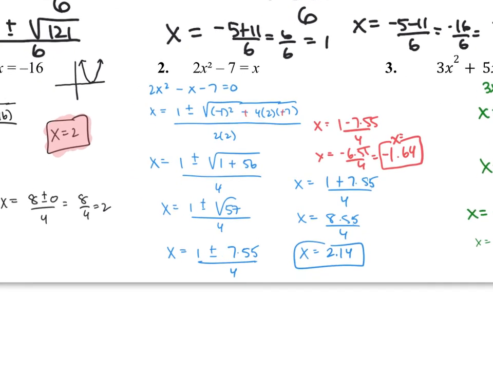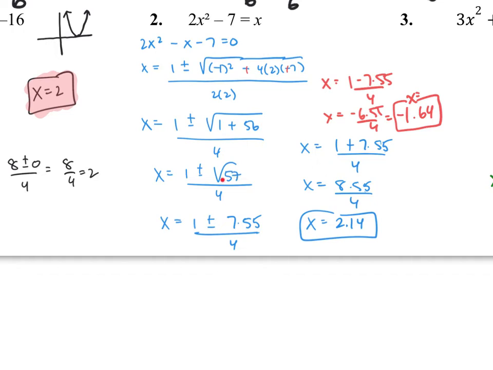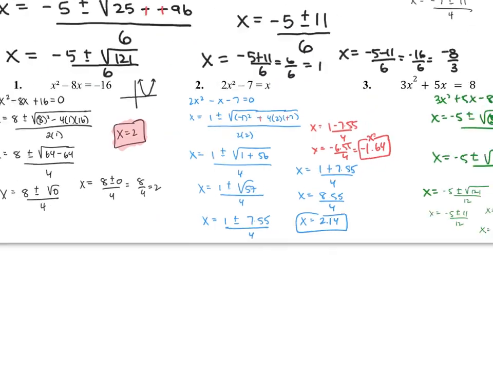So this is our first situation where we encounter a number that's not a perfect square, and this is okay to take out your calculator to do your square root and then to round. So I just happened to round to 2 decimal places. You'll often be told how many decimal places to round to. So then I did 1 plus 7.55 divided by 4 to get a root of 2.14, and then I did 1 minus 7.55 divided by 4 to get a second root of negative 1.64.